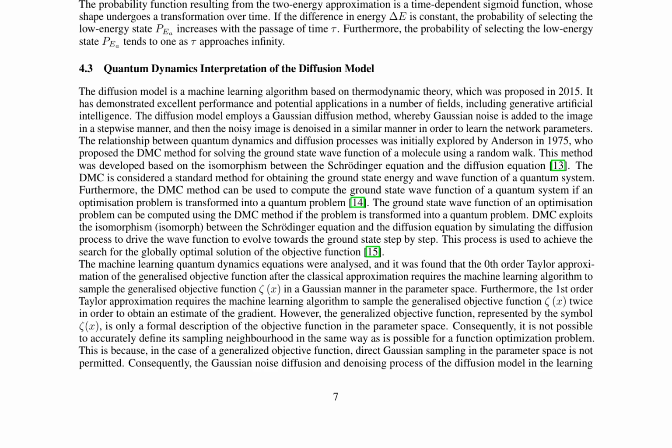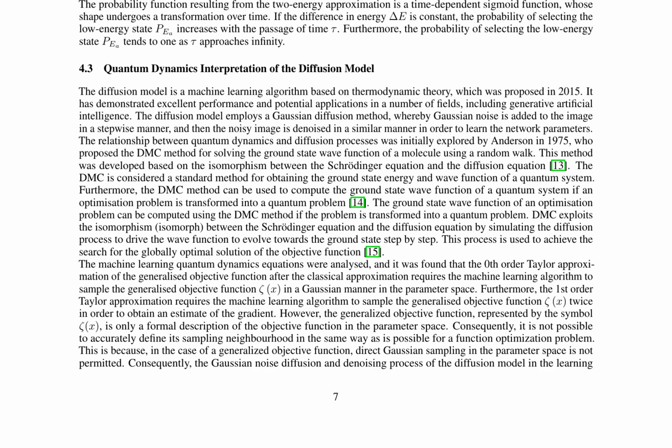The diffusion model, a machine learning algorithm based on thermodynamic theory, is interpreted in the context of quantum dynamics. The algorithm employs a Gaussian diffusion method, adding noise to an image and then denoising it to learn network parameters. The relationship between quantum dynamics and diffusion processes was initially explored by Anderson in 1975, who proposed the diffusion Monte Carlo (DMC) method for solving the ground state wave function of a molecule using a random walk. The DMC method is used to compute the ground state wave function of a quantum system by transforming an optimization problem into a quantum problem.